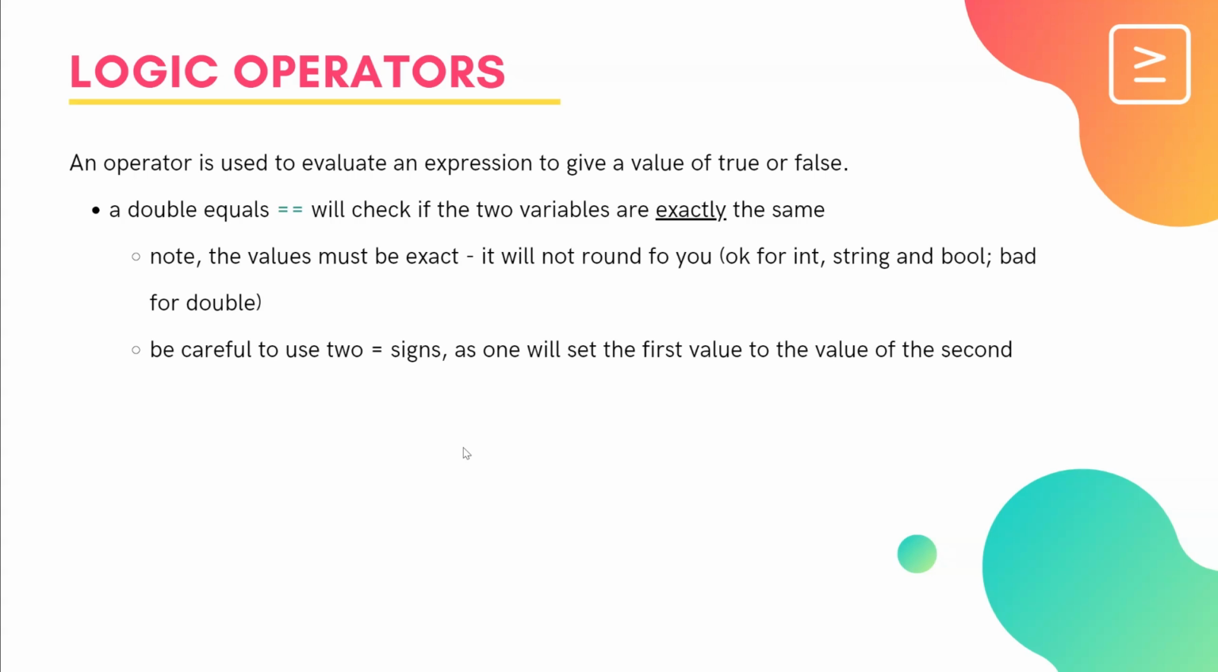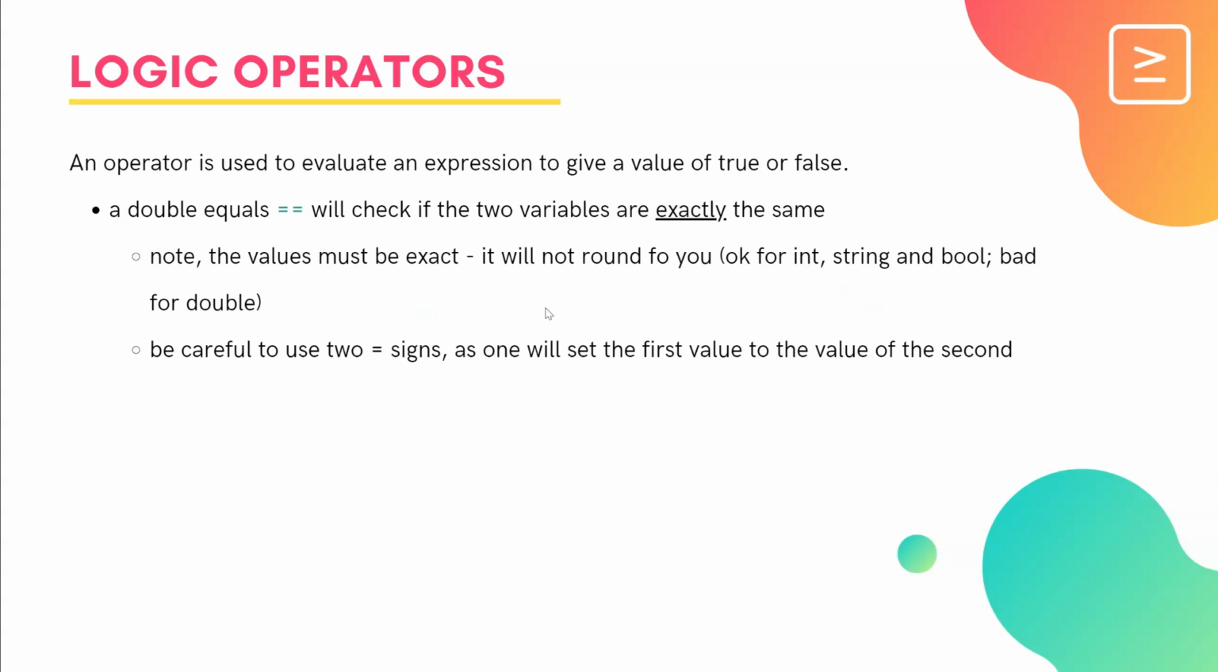So if you're using doubles in particular, doubles have many, many numbers after the decimal place and will quite often evaluate as false because they're not exactly the same. So that's one thing to be careful with double equals, because sometimes it will always be false, even though you think it should be true. So they're good for integers and strings and booleans, bad for doubles because it's hard to be exactly the same.